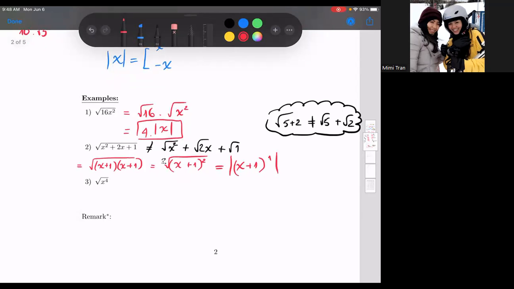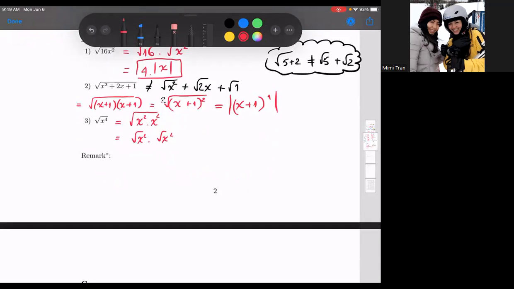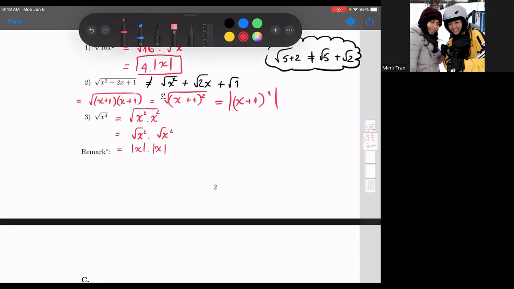X to the 4. I'll break it apart: x squared times x squared, just square root of x squared times square root of x squared, which is absolute value of x times absolute value of x, right? Which is absolute value of x squared.